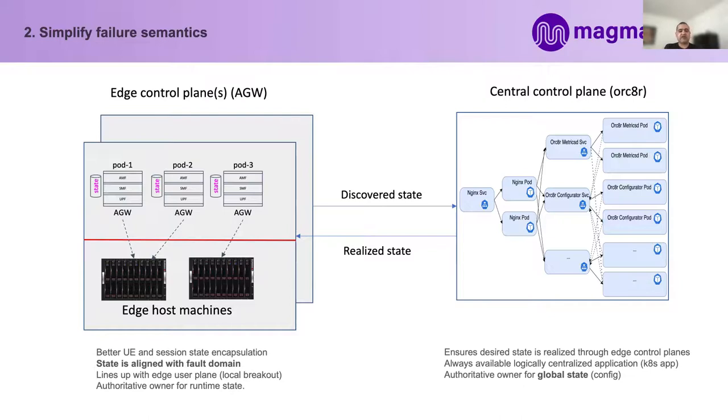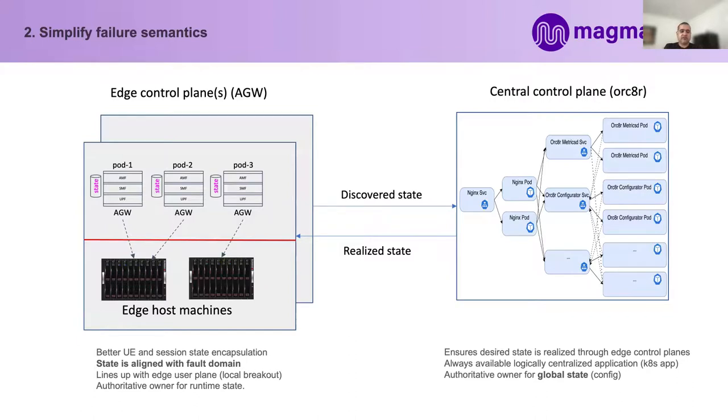The role of a central control plane is to communicate with an edge control plane, understand the discovered state, say a UE came onto a network, and then use the desired state as understood by the configuration of the network to push down a realized state model that then gets implemented by the edge control plane through forwarding rules at the UPF or the P gateway, depending on which generation of 3GPP you're working with.